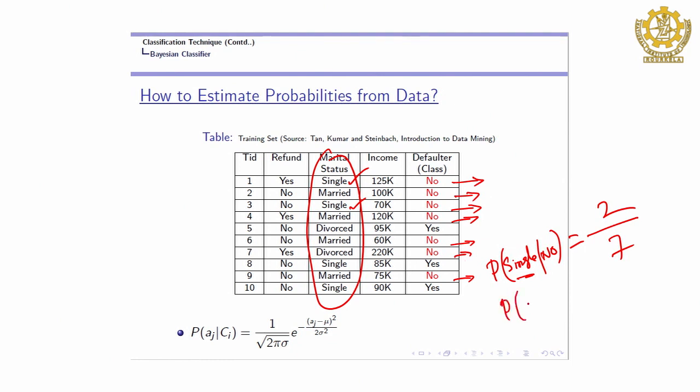Then the probability of single given class yes, what will be that case? Yes is 3, no 3. And then how many single? This is one single I can see, this is 2, so 2 by 3.